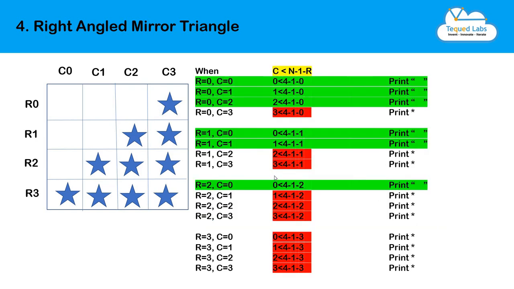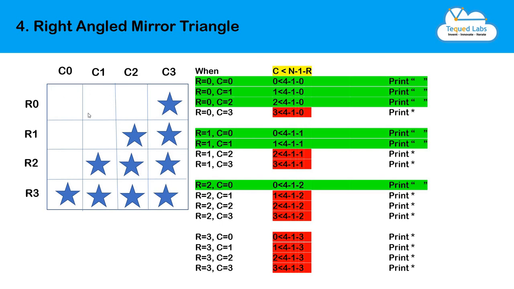Now let us analyze the tabular method. When r is equal to 0, C is equal to 0, this is the condition that we have identified: C is less than n minus 1 minus r. Now let us substitute. C is 0, n is always 4, so it is 4 minus 1 minus 0, since r is equal to 0 here. So is 0 less than 4 minus 1 minus 0, that is 3? Is 0 less than 3? Yes, 0 is less than 3. So you need to print a space. So for R0 and C0, we print a space.